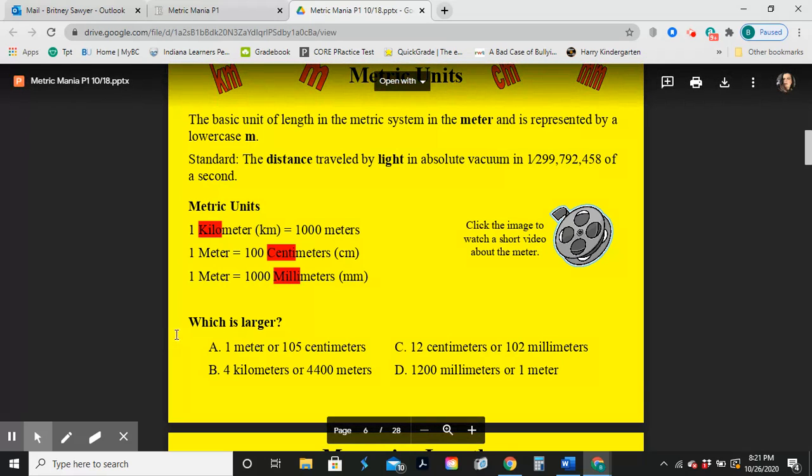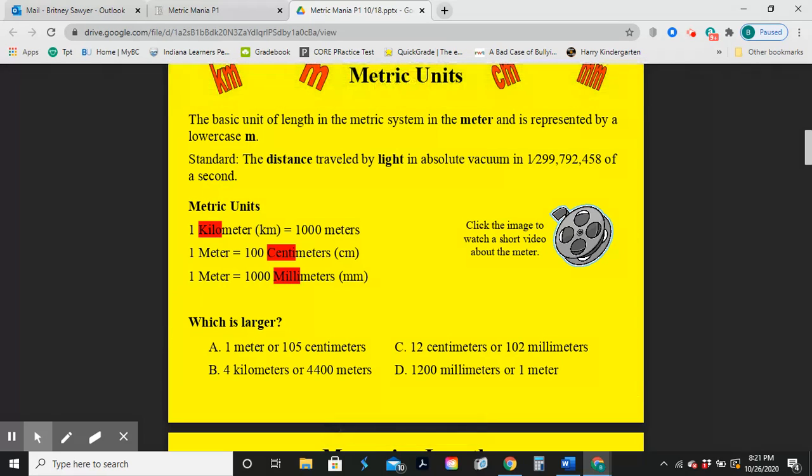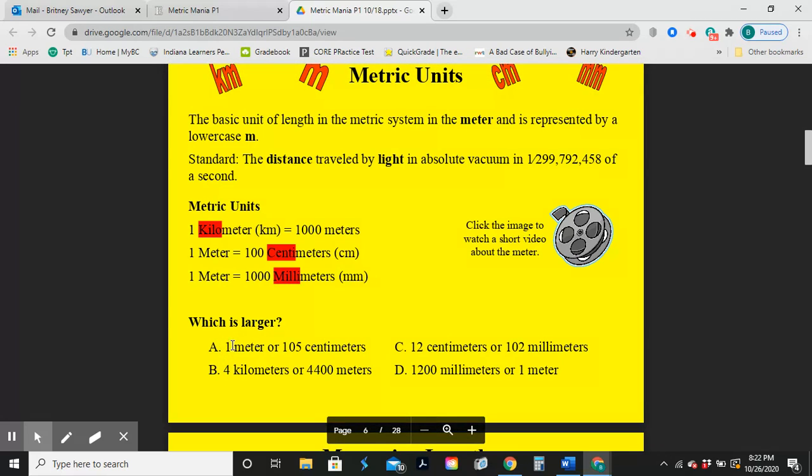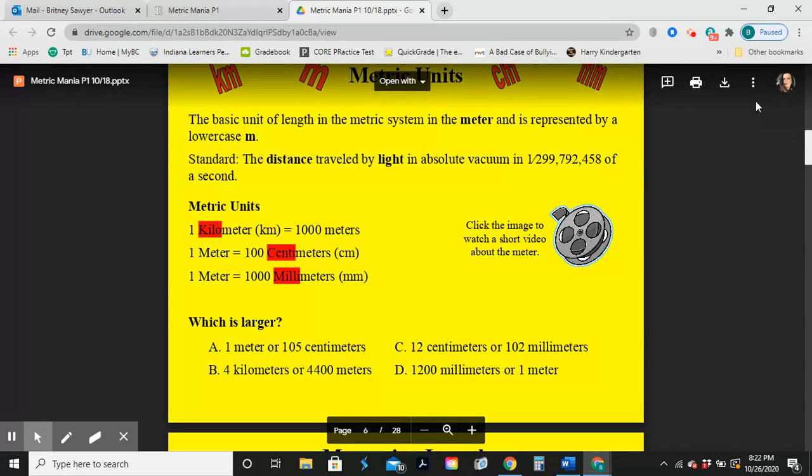So right here on this particular slide, you're going to determine which one is bigger by looking at how much it is. So we have 1 meter, which is 100 centimeters, or 105 centimeters. Which one is going to be bigger? You can change the color or you can highlight it. You can also enter a text box with the 3 little dots on your right-hand corner, and you can go down and select a shape and circle it as well.